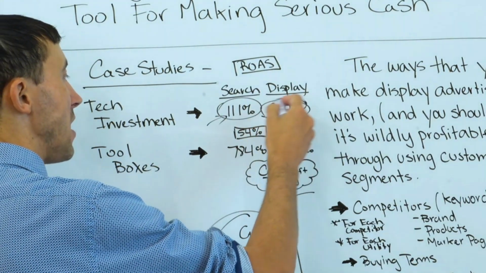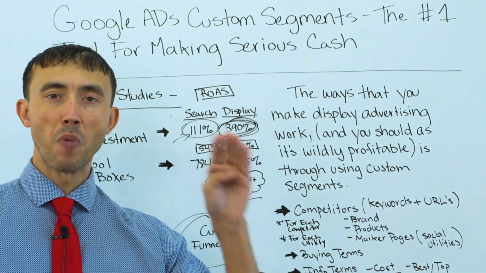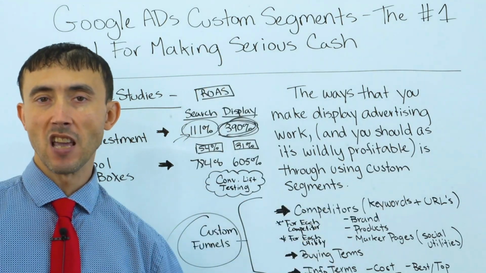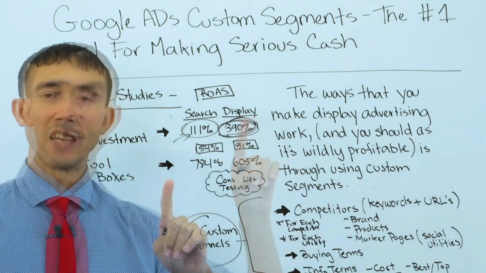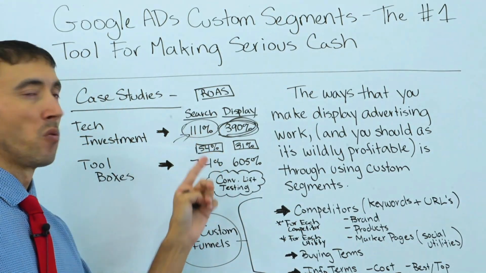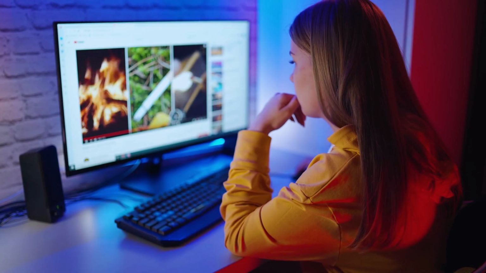A 390% ROAS targeting people, explaining why our tech product was the best thing since sliced bread. It's going to take over the world. The difference between 111 and 390% is huge. Now, since we did this, we switched the search ads to just drive people to the YouTube video, which we do in a lot of markets now.